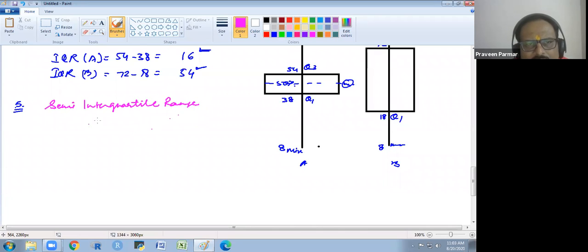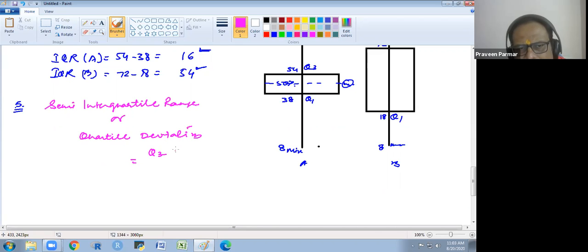Or it is also called quartile deviation. It is Q3 minus Q1 divided by 2. The coefficient would be the same, because Q3 minus Q1 divided by 2 and Q3 plus Q1 divided by 2, the 2 and 2 will eliminate each other. So it is the semi-interquartile range, which covers only 25% of the data.